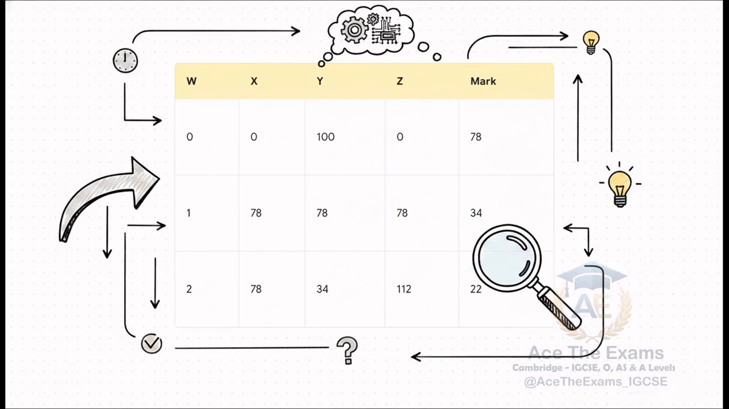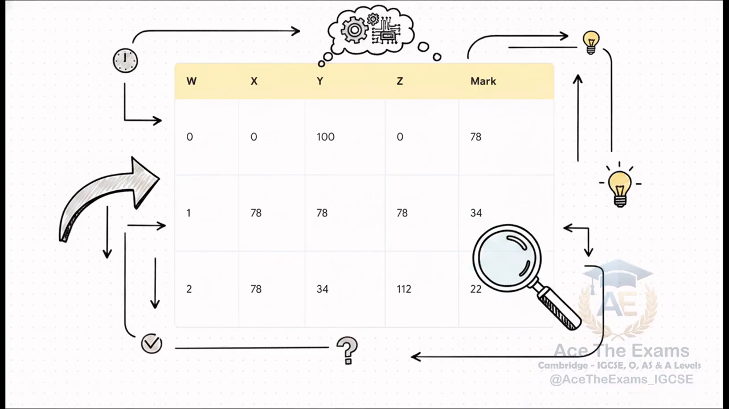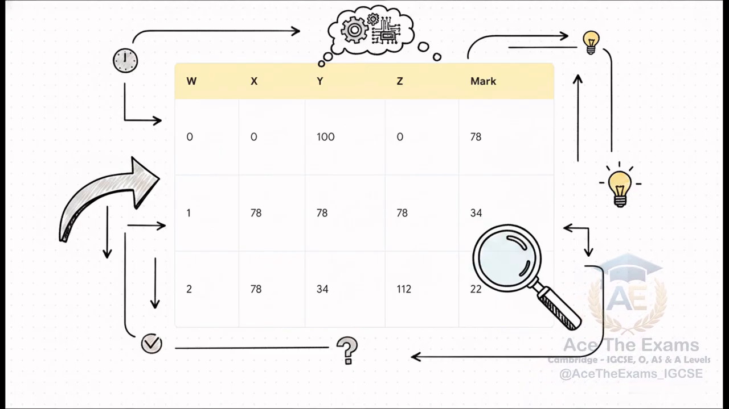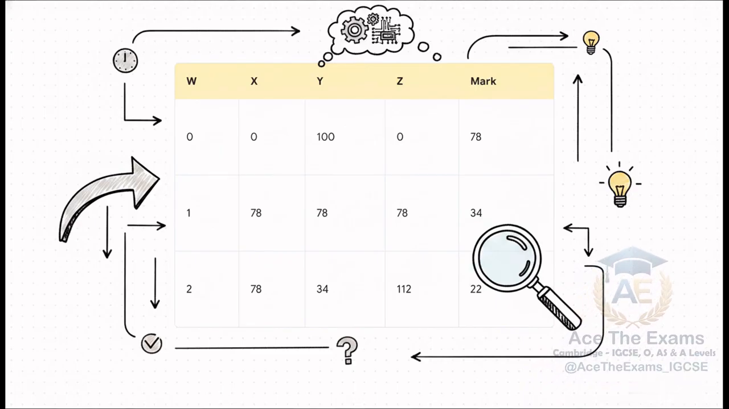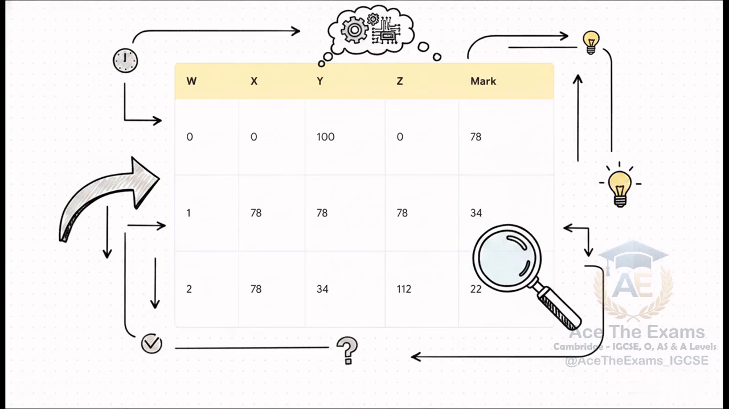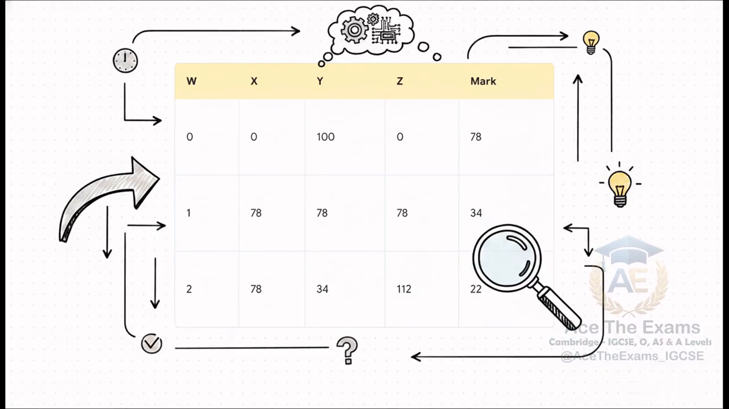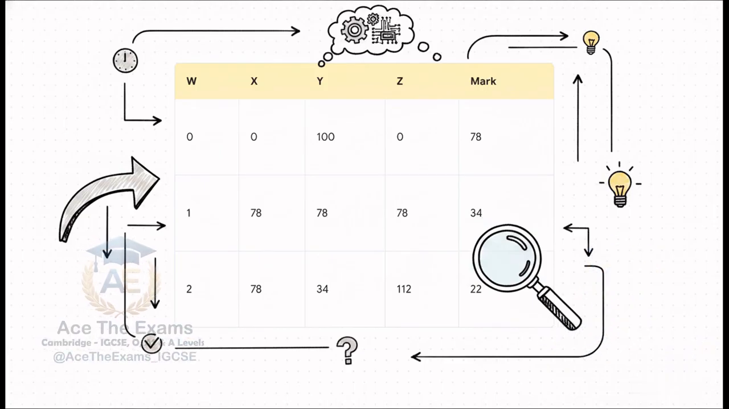A trace table allows us to manually track the values of variables as a program runs, a process called a dry run. Look at this execution matrix. We start with variables w at 0, x at 0, y at 100, and z at 0. When our first test data mark of 78 is input, we evaluate it line by line.